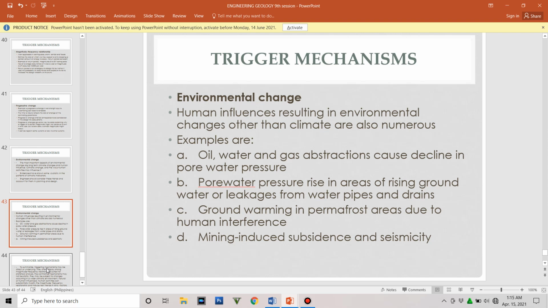So kapag yung water is within the soil particles just enough to have negative pore water pressure, it will hold the soil material and contribute to its strength. Okay, so high pore water pressure tends to weaken the soil or rocks, so this will cause instability kung sobra yung tubig.